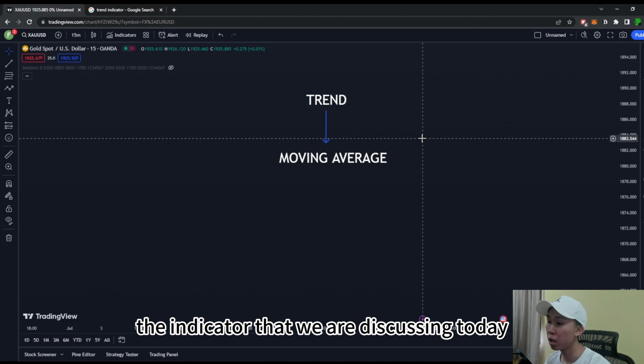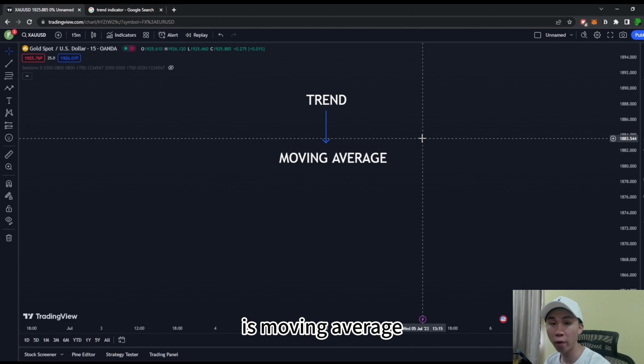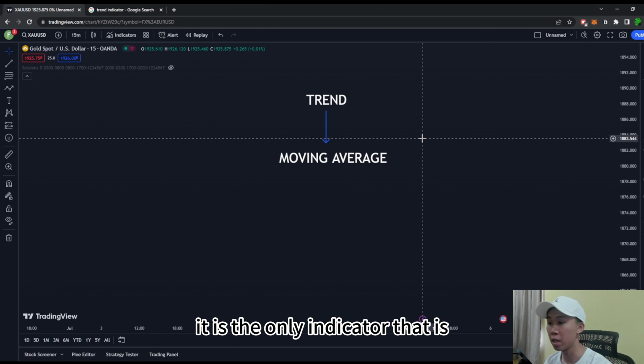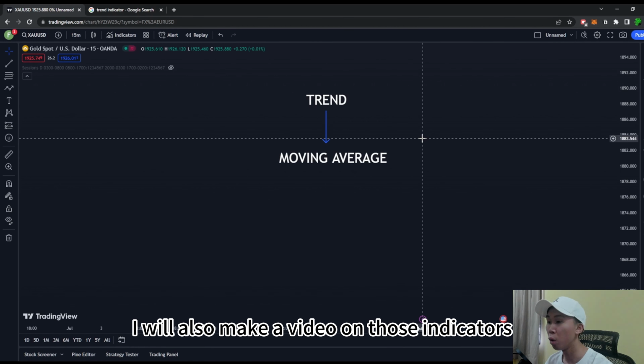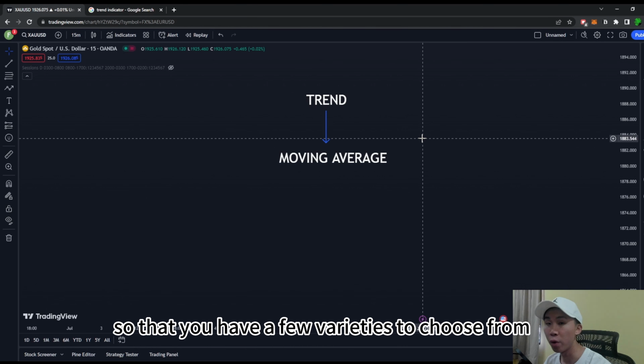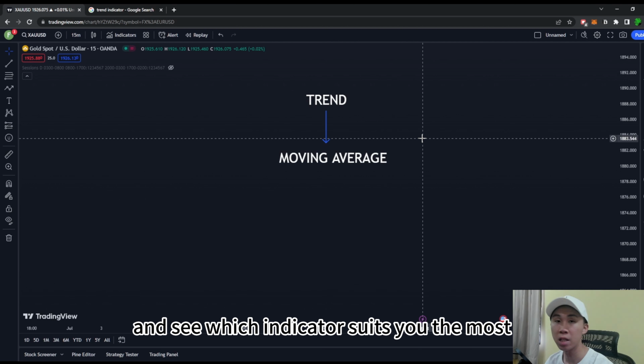The indicator that we are discussing today is moving average and it falls under trend. Does that mean it is the only indicator under the trend category? No, we still have Bollinger Bands, Ichimoku, Parabolic SAR. Don't worry, I will also make a video on those indicators so that you have a few varieties to choose from and see which indicator suits you the most.